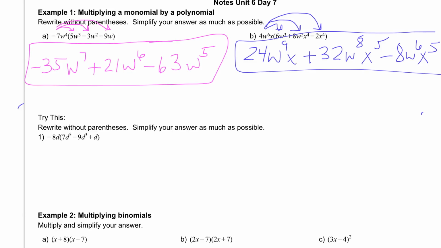Next, I would like you to do the try this. So go ahead and pause it, unpause it when you're ready to check your answer.